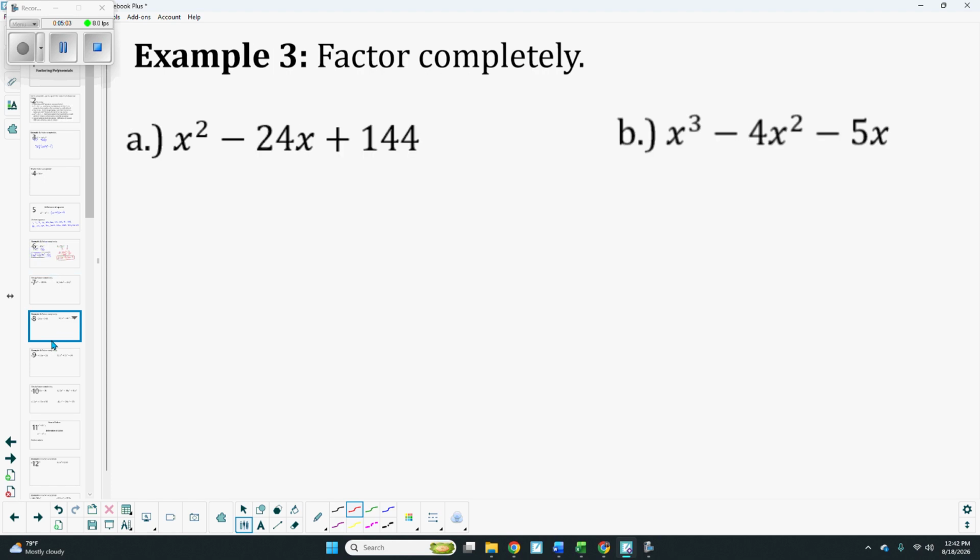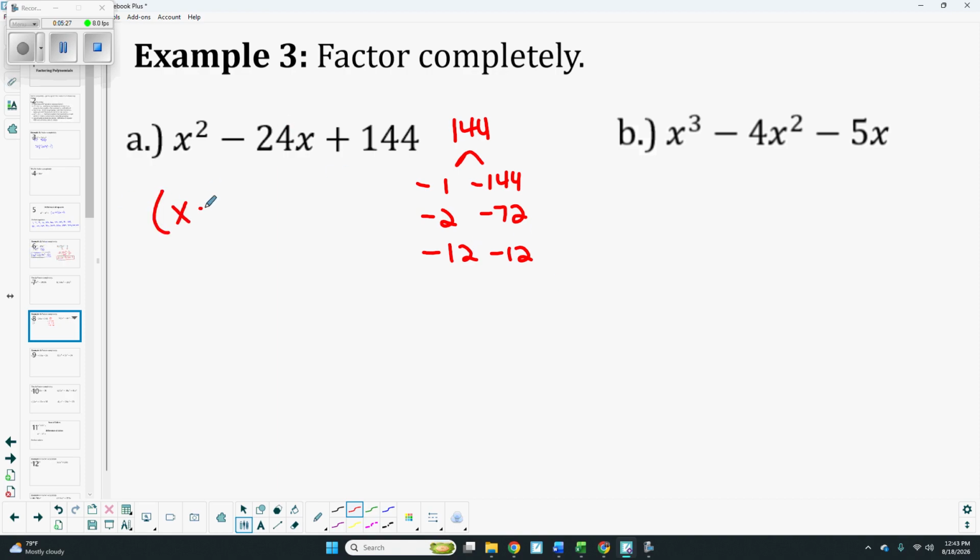So example 3, we're going to factor completely. This is a quadratic. There's no number in front of the x squared, so we're just looking for the numbers that multiply to 144 and add to negative 24. Since this was a positive, we're going to go negative and negative, right? So negative 1, negative 144, negative 2, negative 72. And we're going to keep making our list until we eventually get to negative 12, negative 12. And oh my goodness, that's the one that adds to the negative 24.